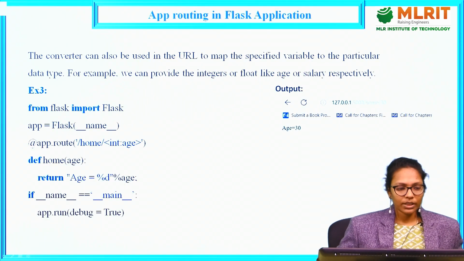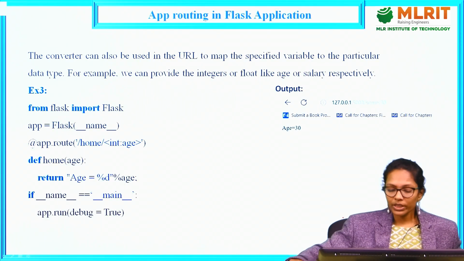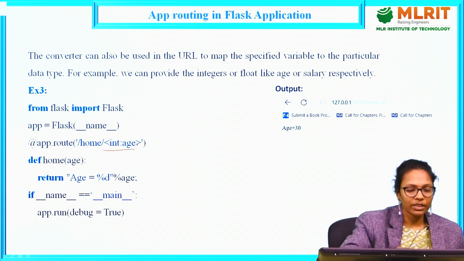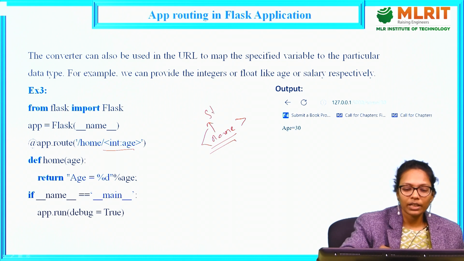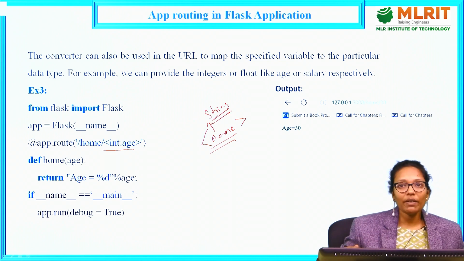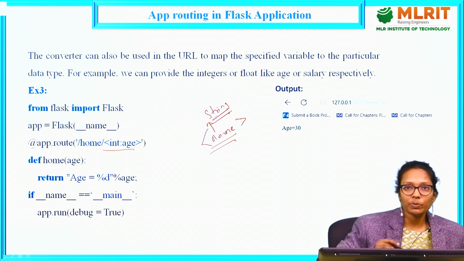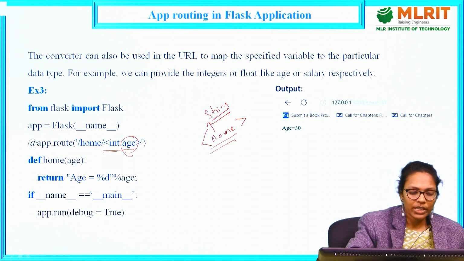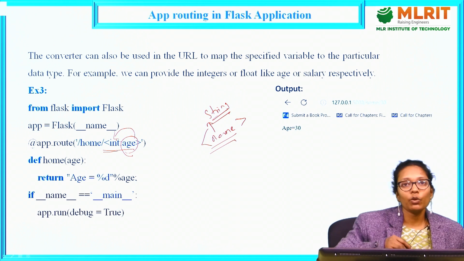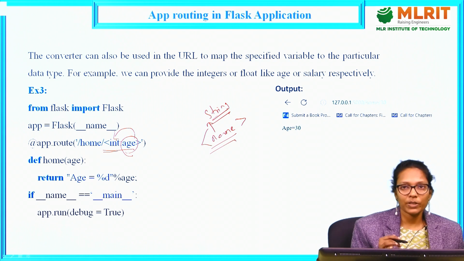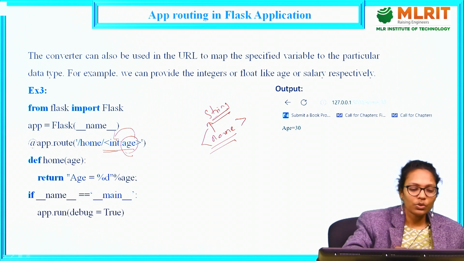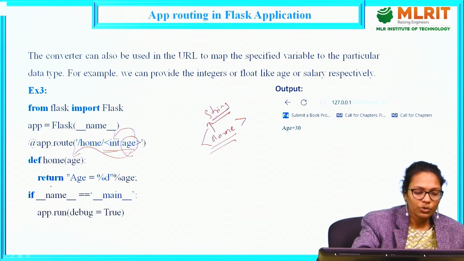Coming to the third example application, in this program you are giving an integer. Previously, within these braces you were simply writing the name of the variable. We didn't specify any data type. If we don't specify any data type, the default data type will be considered a string. But if you have any data type other than string, you need to specify it like this: int colon age. So age is a variable name of type integer. If you want to specify the type as float, in place of int you specify float colon age. This age I'm passing as a variable name.